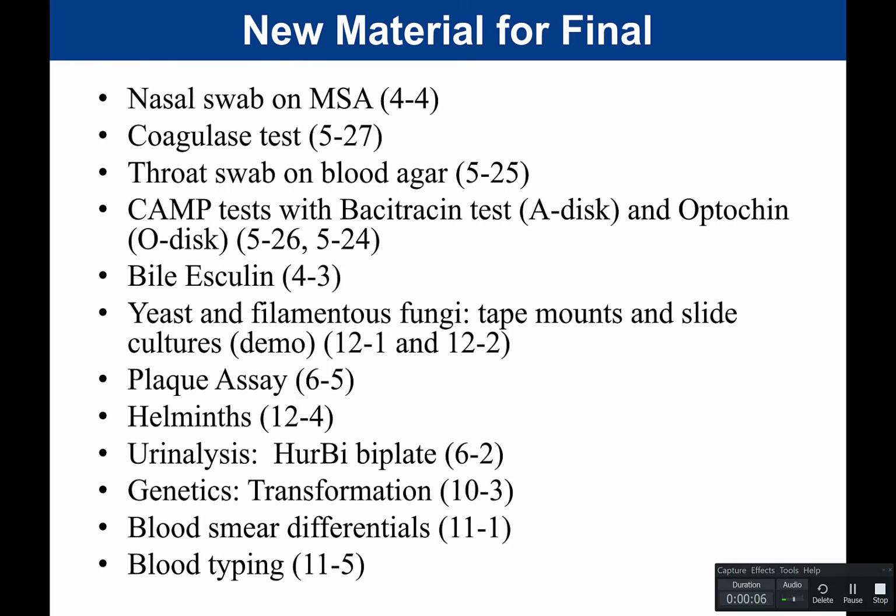This is going to begin with the nasal swab on MSA and the coagulase test. So basically this is going to be our lab on Staphylococcus. Then we have our throat swab on blood agar, our CAMP test with bacitracin discs, the A discs, or optochin, the O discs, and bile esculin. Those three labs are all part of our Streptococcus labs. Then we will deal with the yeast and the filamentous fungi. So this includes our tape mounts and our slide cultures, plaque assay, helminths, urinalysis, transformation, blood smear differentials, and blood typing. And so let's review the new material.